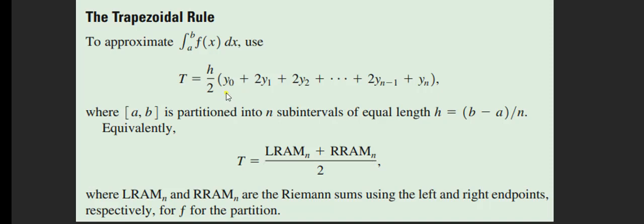In our textbook, instead of f of x0, they use y0. And instead of f of x1, they use y1. So don't get confused with the notation. And also what's interesting is that the trapezoidal rule is the same thing as adding the LRAM plus RRAM and then dividing by 2. So you may use this as well. But basically this is the same thing as the trapezoidal rule.